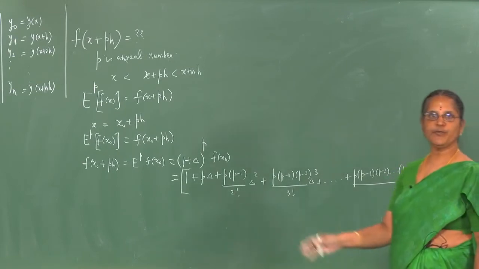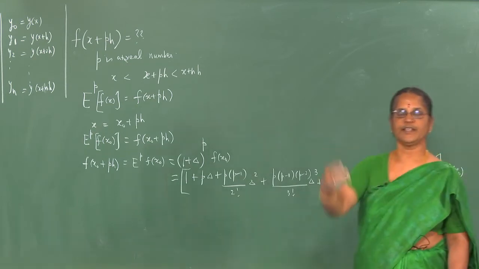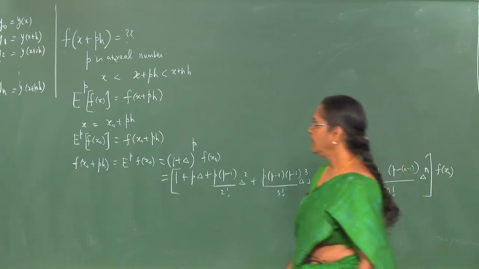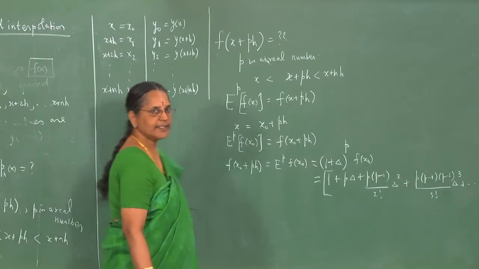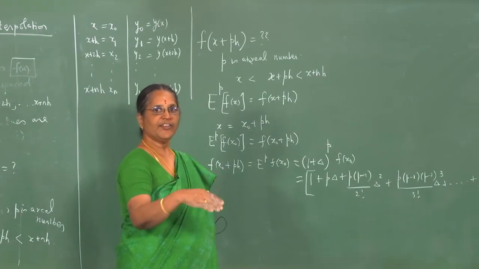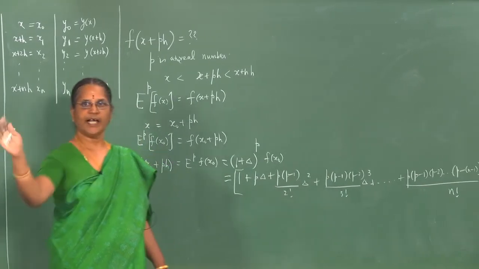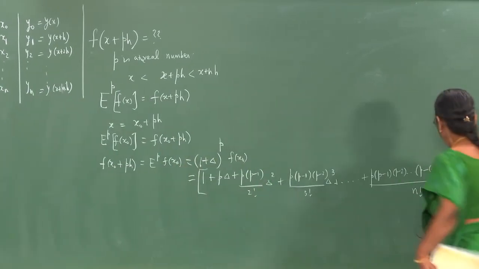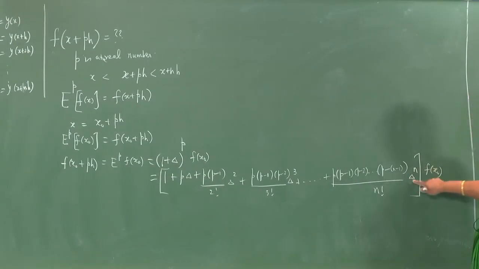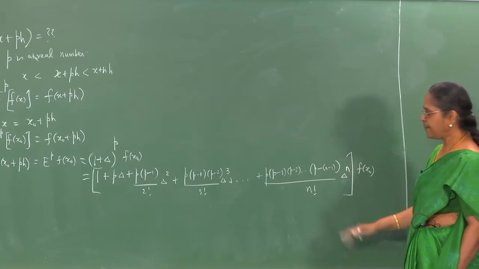So, you may ask me why you have stopped there. Here we make use of the result that we proved. We are given information at a set of n plus 1 points. So, the nth order difference is constant and n plus 1 and higher order differences are 0. So, since the higher order differences are 0, I have stopped at the nth order difference here.